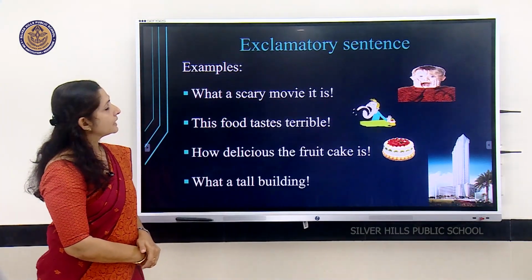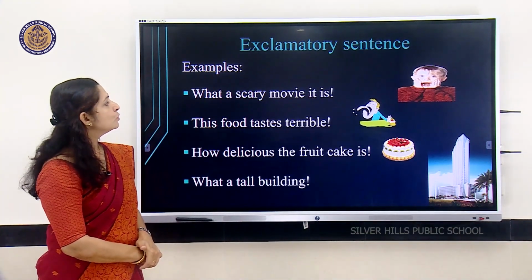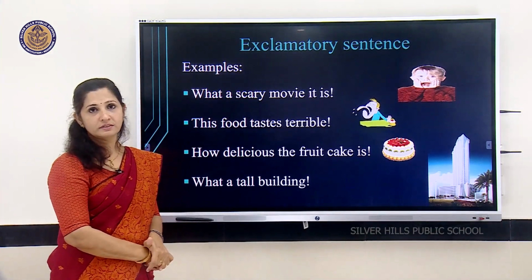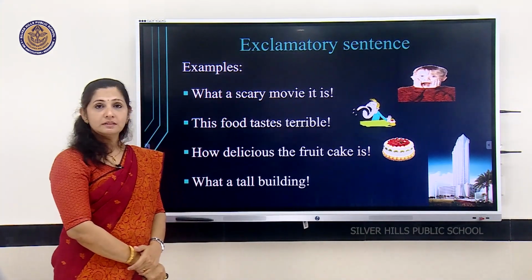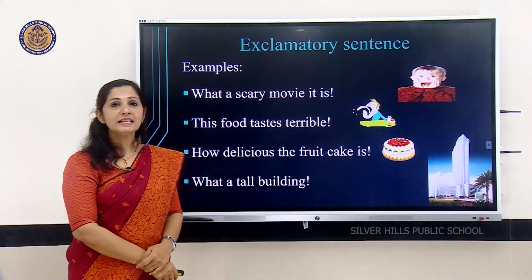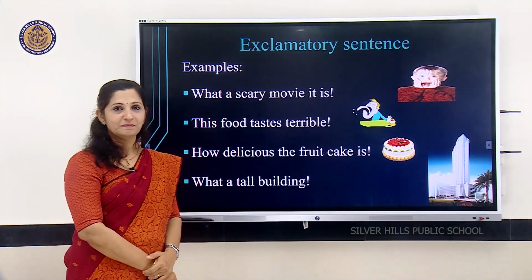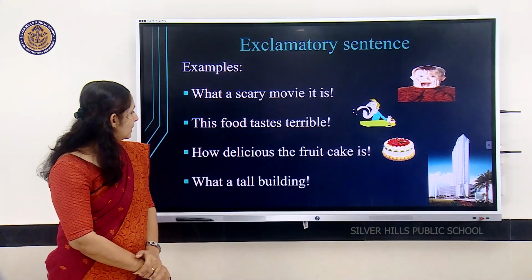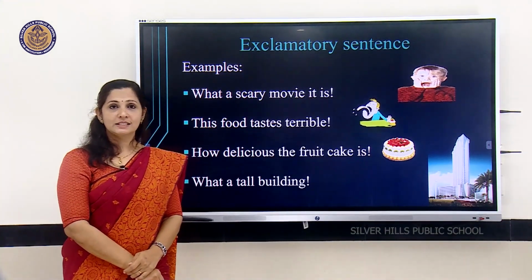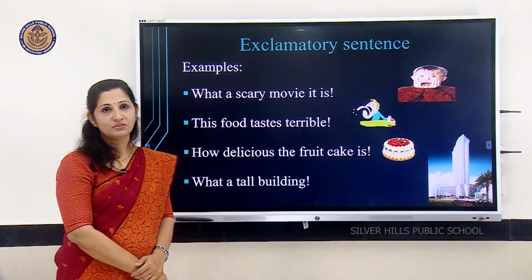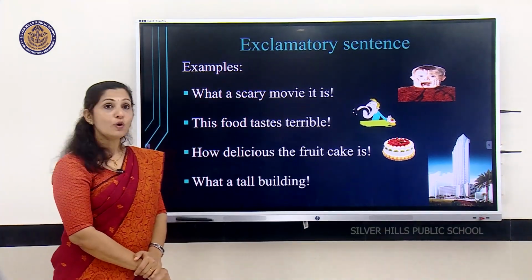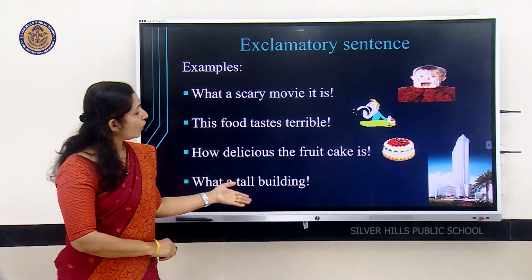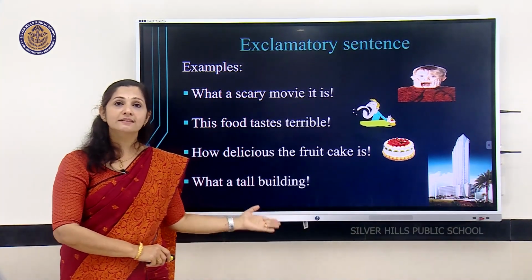Let's consider these examples. What a scary movie it is. Here, the emotion of fear is expressed. This food tastes terrible. Here, the person is so disgusted about the food that is served for him. So here, the feeling of disgust is expressed. How delicious the fruit cake is. So the feeling of happiness is expressed in this sentence. What a tall building. Here the emotion of surprise is expressed. You can note that all these sentences end with an exclamation mark.